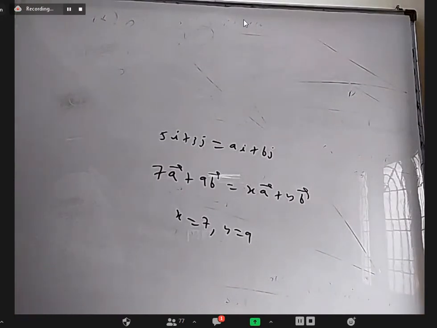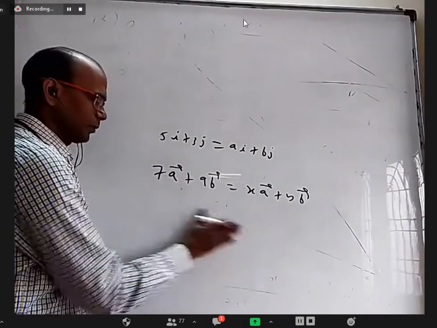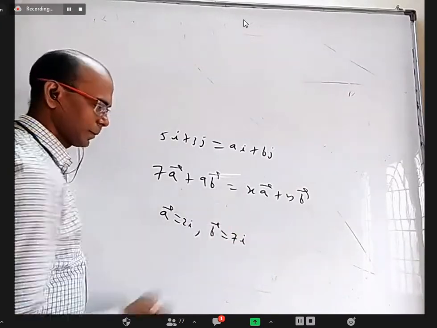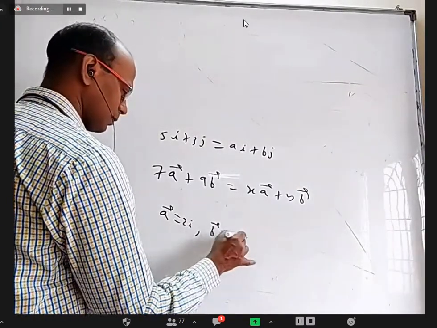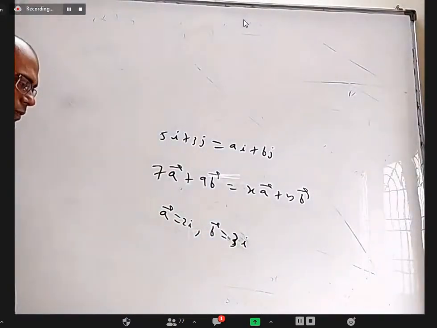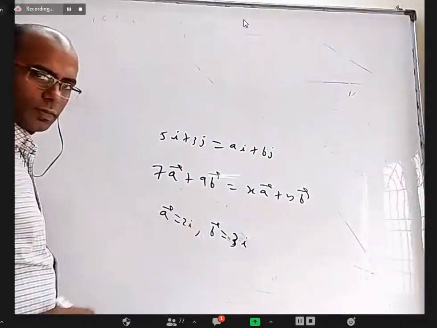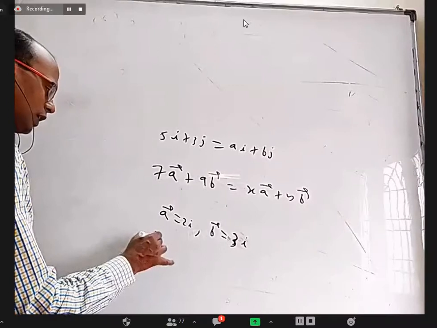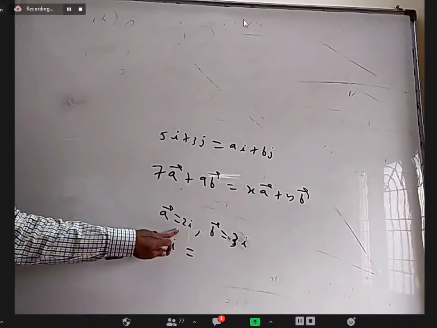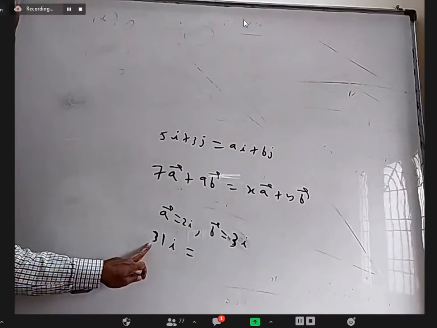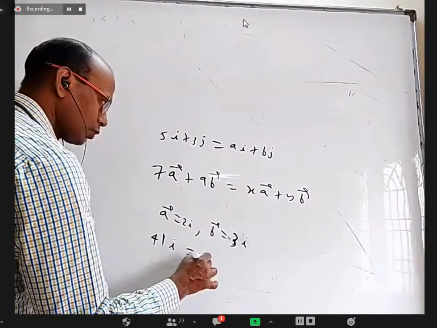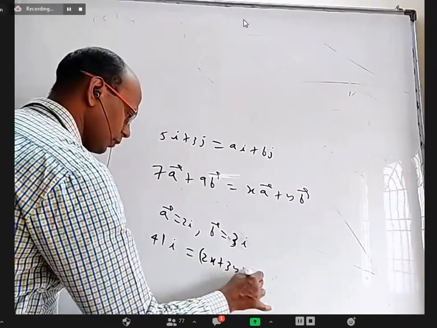No, not necessarily. I'll give you a simple example. Let us take a bar equal to 2i and b bar equal to 3i. Now substitute a bar as 2i and b bar as 3i. What will happen to LHS? 7 2s are 14, plus 9 3s are 27, so 41i, isn't it? What will happen to RHS? 2x plus 3y into i.